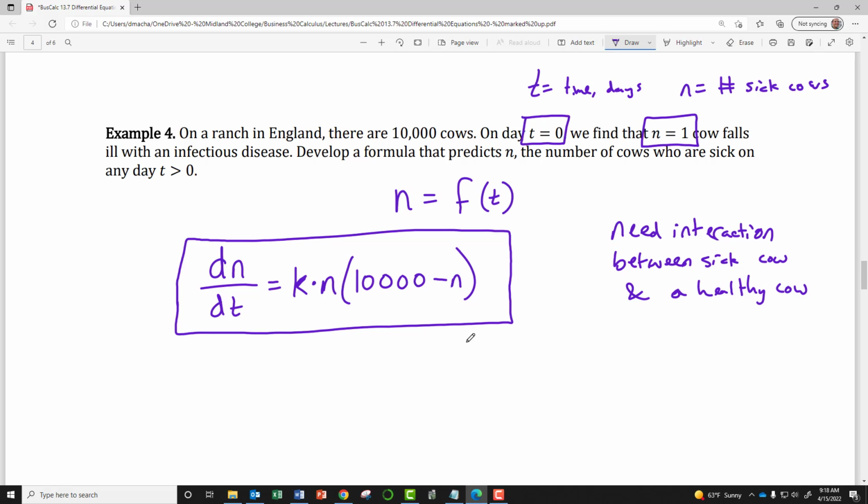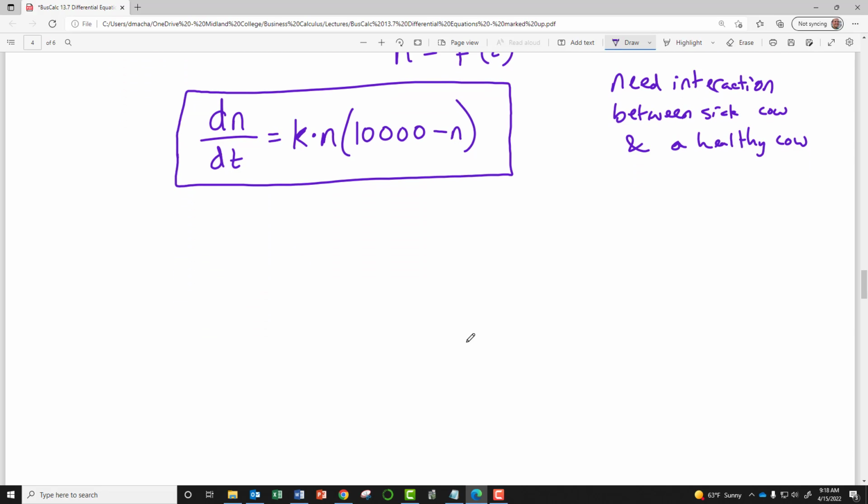Well, then the number of healthy cows is actually the limiting case, right? You would basically be having a lot of interactions between 2 sick cows that wouldn't result in a new sickness because a sick cow can't get a sick cow sick. Okay, maybe I've talked that to death. Let's go ahead and solve this differential equation. I'm going to start off by dividing both sides by n times (10,000 minus n). So the left side becomes that times dn/dt, and the right side of the equation becomes k.